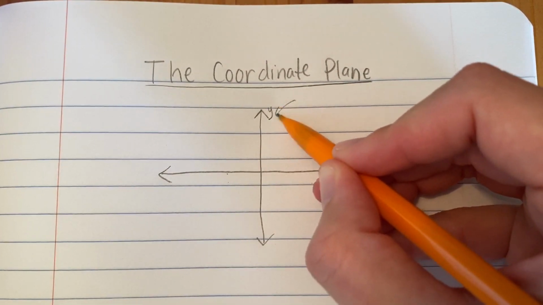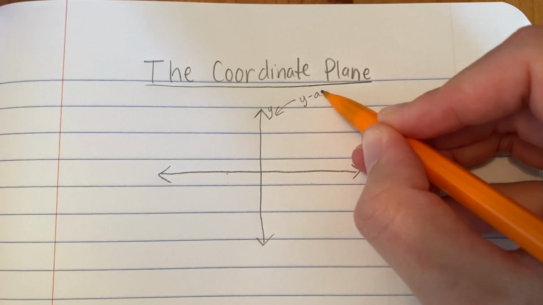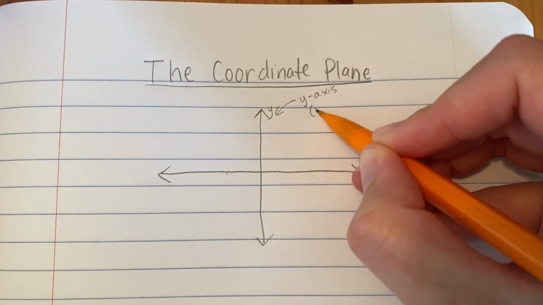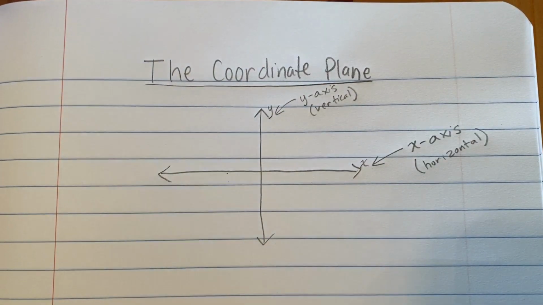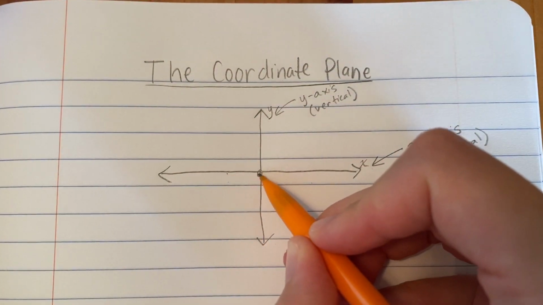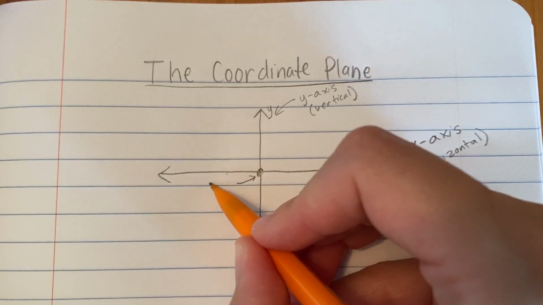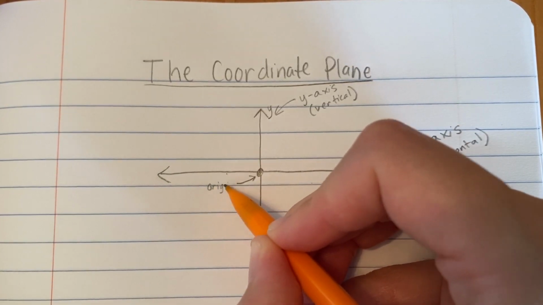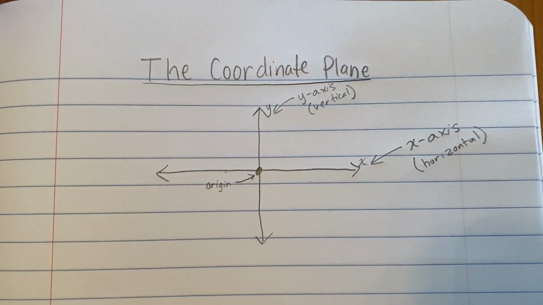Okay, and this line, this vertical line, this up and down line, is called the y-axis. That's the vertical line. And then there's this point in the middle where the two lines cross, and that is called the origin. Origin, okay? The starting point, that's what the word origin means.